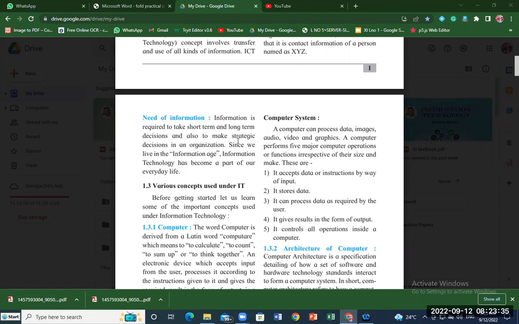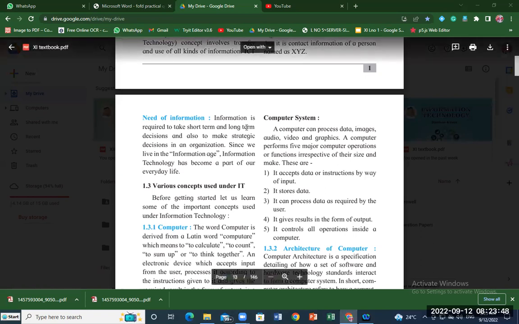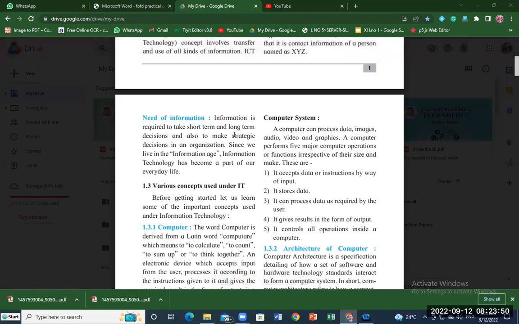So the data I got, my questionnaires, are raw facts. But when I process it, when I calculate it, then I get the information. And why do you require information? Because with the help of that information only, I can take certain decisions. I can come up with some strategic decisions, right?